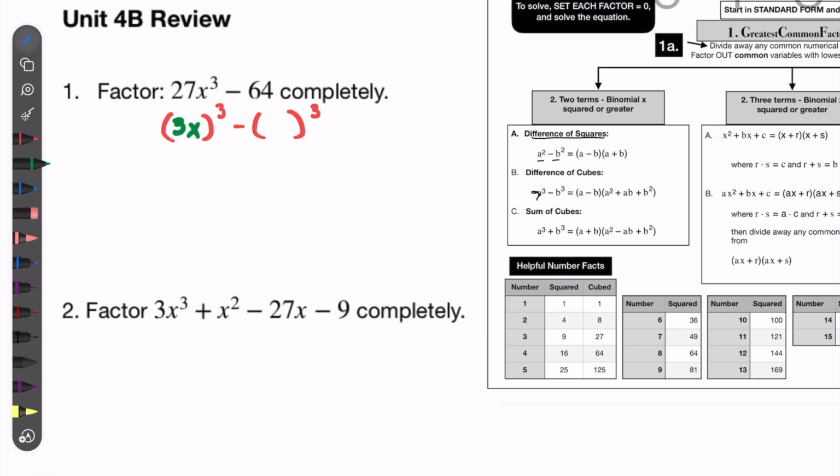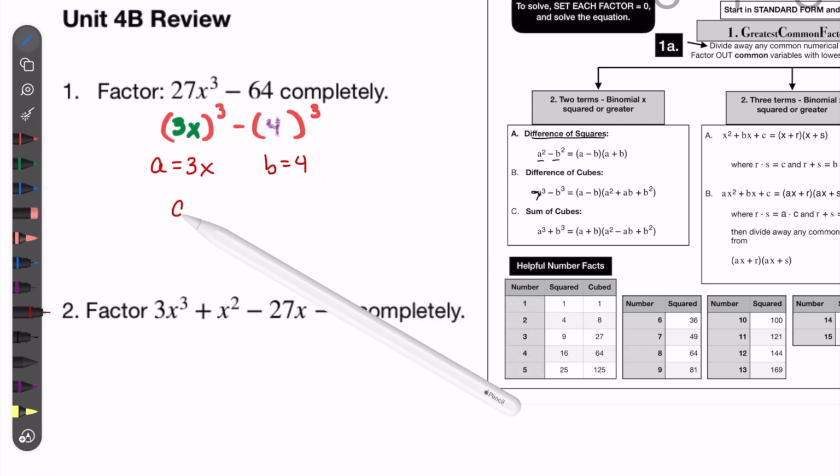And then 64, so I go to my table over here again. I pull up 64, and 64 comes from a 4 that's cubed. So I know 64 in the little box is a 4 that's cubed. And now we can say A is 3x and B is 4.